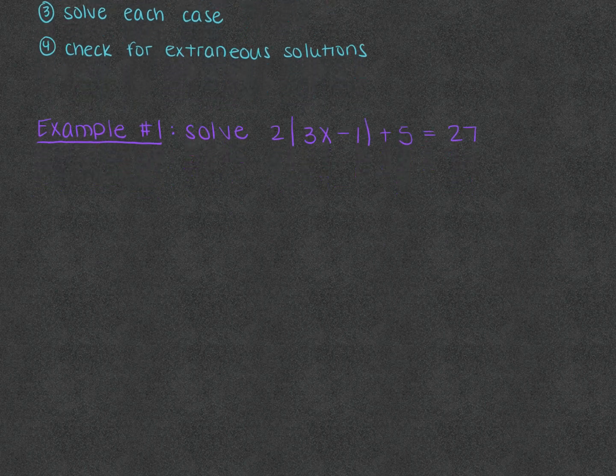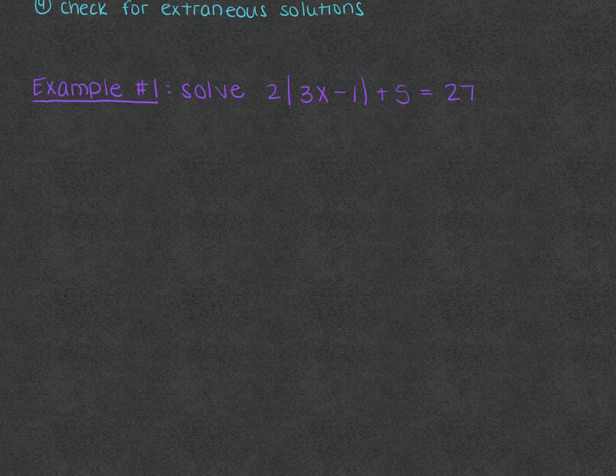Okay, so let's do an example to see if we can start making this make sense. All right, so we have 2 absolute value of 3x minus 1 plus 5 equals 27. Think about absolute value bars kind of like parentheses. So we want to leave the absolute value part here. We're keeping this part, and we have to move our other numbers. We're going to have to get rid of the 2 and get rid of the plus 5.